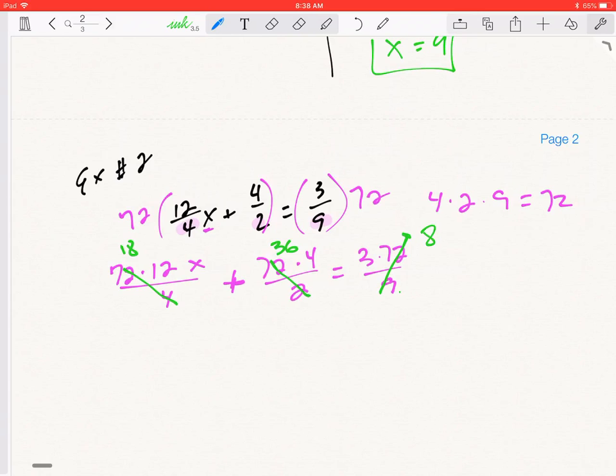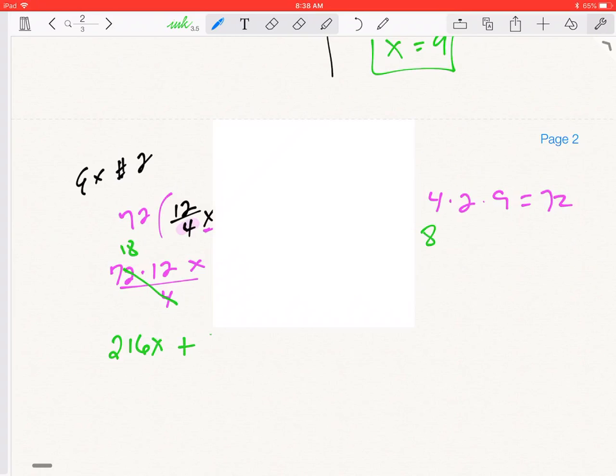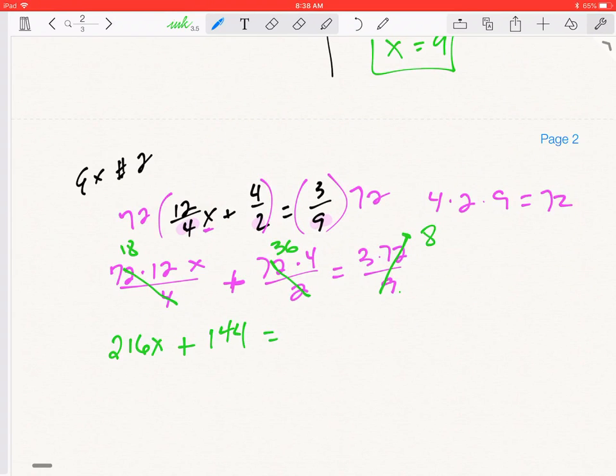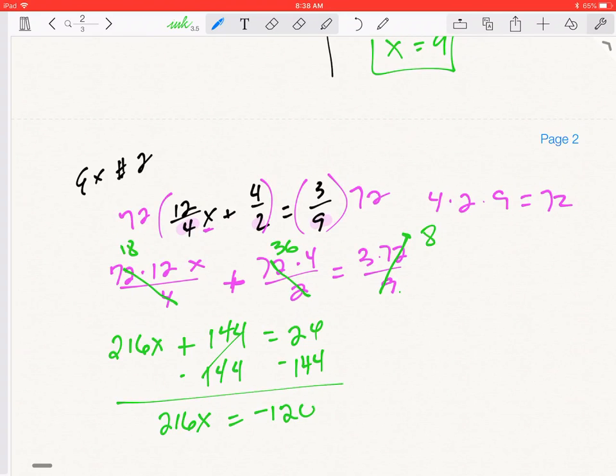So now we have 18 times 12, which will give us 216x. Plus, we have 36 times 4, which is 144, is equal to 3 times 8, which will give us 24. I'm going to subtract 144 from both sides. That's going to give me 216x is equal to 24 minus 144, negative 120.